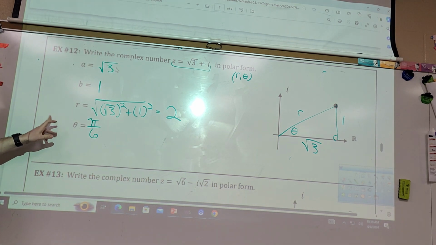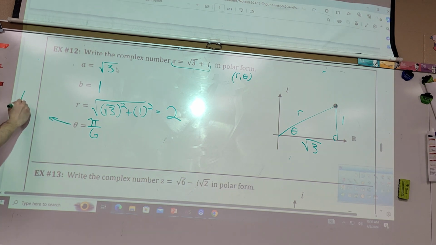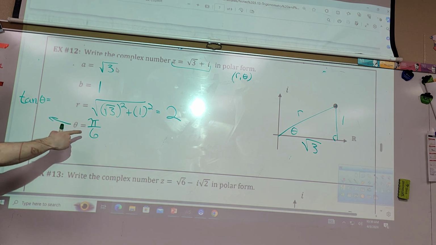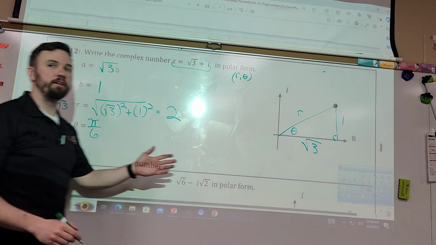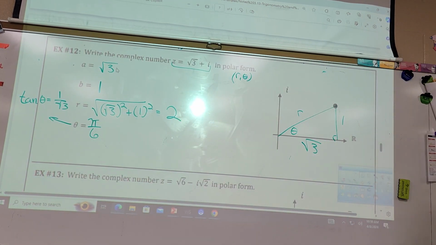Now let's say I didn't know that trick I just did. I could have set this up like this. I could have done tan of theta equals, what? Opposite over adjacent, 1 over root 3. And then again, I can go to my unit circle. And where would I have a 1? Oh, I erased it, but 1 over root 3 when I divide them. It was pi over 6.